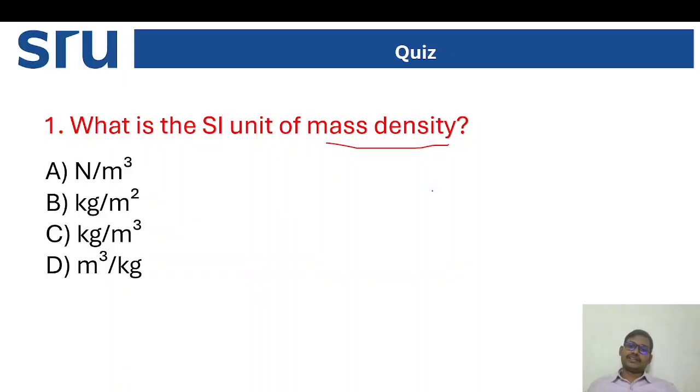So density, rho, is equal to mass by volume. Mass is weight, which is in kg. Volume has units of meter cube. So where do we find this? It is kg per meter cube.